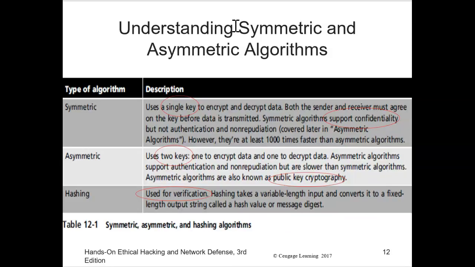Here is a one-slide summary of the definition of symmetric, asymmetric, and then we're tying it then to hashing, okay? So understanding symmetric and asymmetric algorithms, which we have defined now, we add hashing to this general summary. So again, symmetric encryption uses the same key for both encryption and decryption. Asymmetric encryption uses two different keys, the public and private key, and one is used to encrypt and the other to decrypt.